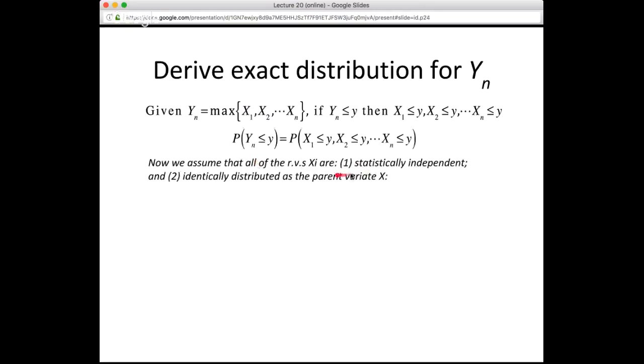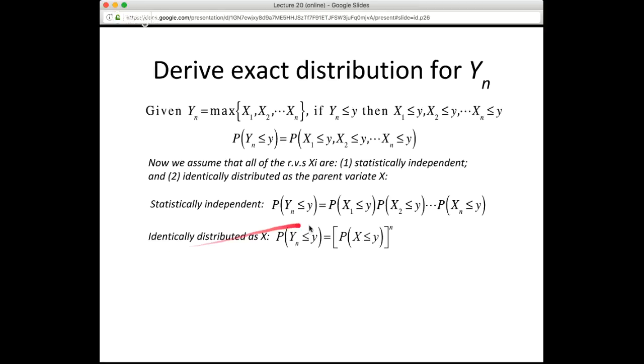Okay, so we're going to make these two assumptions: statistical independence and identical distributions for each of these x1 through xn. And let's see where each of these gets us. If each of these samples that we collect from the known population are statistically independent, that means we can express the probability that yn is less than or equal to y as the product of a series of probabilities. That is, the probability that x1 is less than or equal to y, the probability that x2 is less than or equal to y, and so forth, through xn being less than or equal to y.